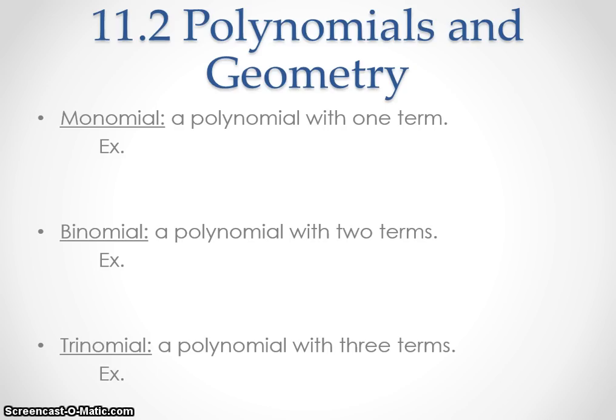So, we've learned about polynomials in the last section, but let's go ahead and further define polynomials with different numbers of terms. So for your first vocab word today, you have monomial, which is a polynomial with one term.